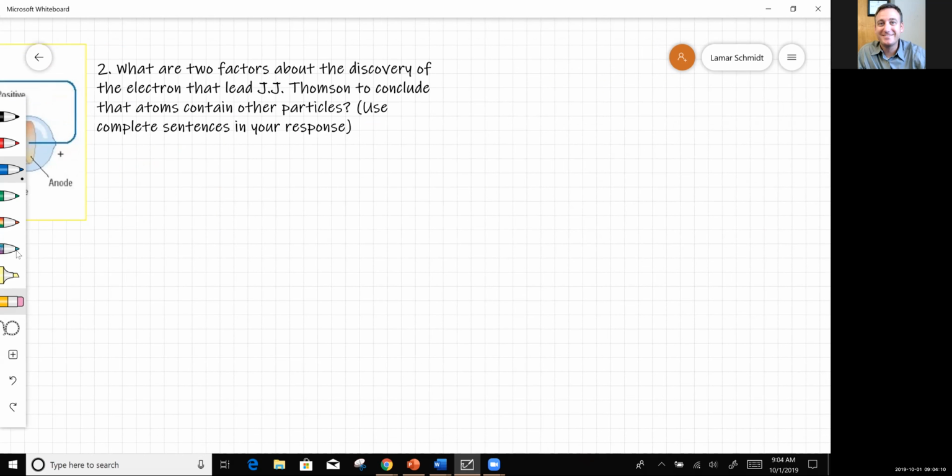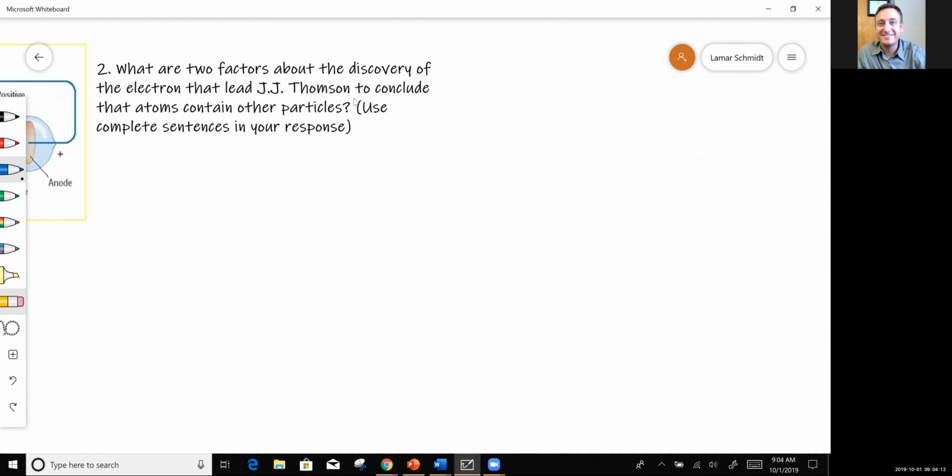All right, and then part 2, it says, what are two factors about the discovery of the electron that led J.J. Thomson to conclude that atoms contain other particles? And you're supposed to use complete sentences here too. So there were two things that led J.J. Thomson to conclude that the atom contained other particles.